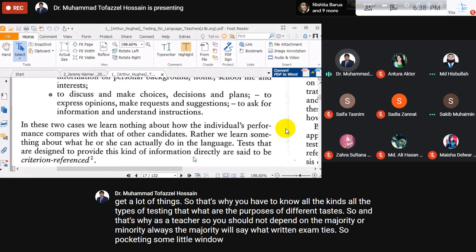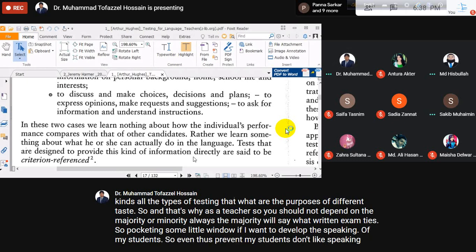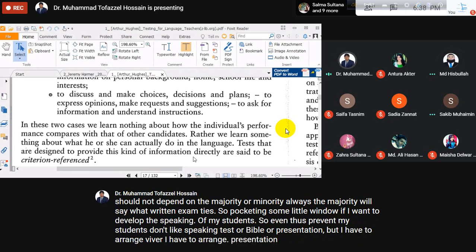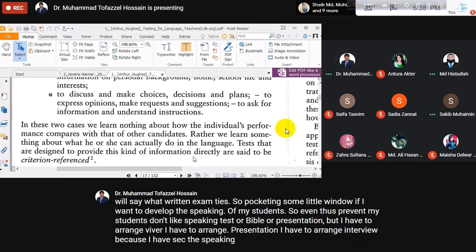If I want to develop the speaking skill of my students, even if my students don't like the speaking test or viva or presentation, I have to arrange viva, presentation, and interview, because I am assessing the speaking skill.